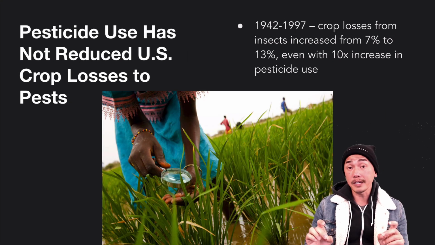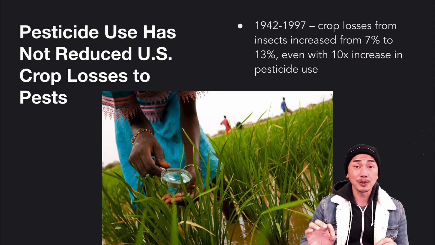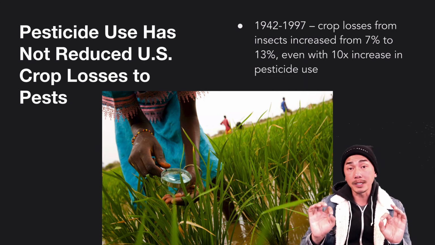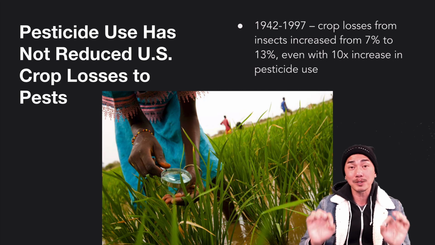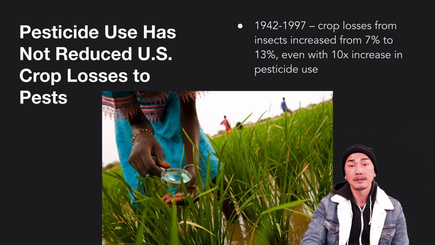When we look at the data in the United States, we see that pesticide use has not led to a reduction in crop loss due to pests. Between 1942 and 1997, crop losses from insects went from 7% to 13%, even though we were using 10 times more pesticides.